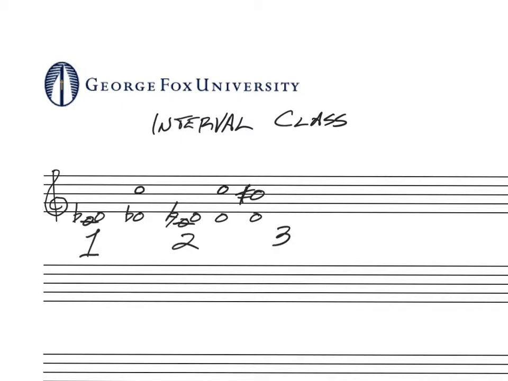let me give that a little bit more space to make this conceptually better. There we go. Interval class 3 is then 3 half steps, like C to E flat, the minor third, or C to D sharp, an augmented second, or D sharp to C, a diminished seventh, or E flat to C, a major sixth. All of these are interval class 3. Okay? Anything that can be expressed as 3 half steps.